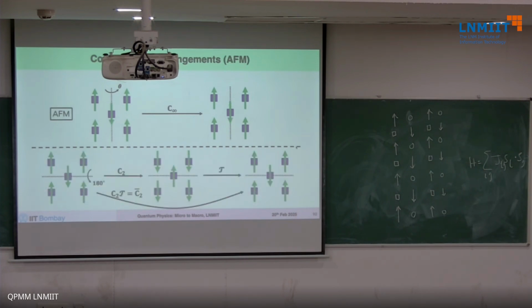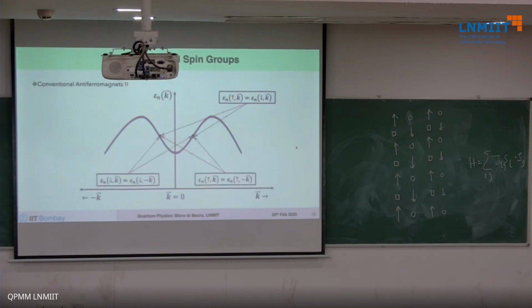Similarly, for the antiferromagnetic case, where I have a down spin in the center and the up in the background, you will see that C2 bar again takes you back to the same configuration you started with.